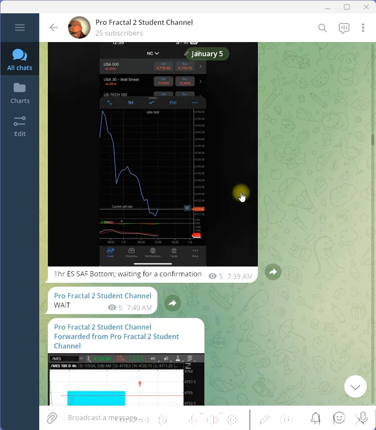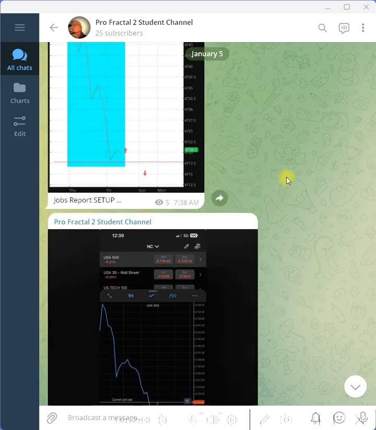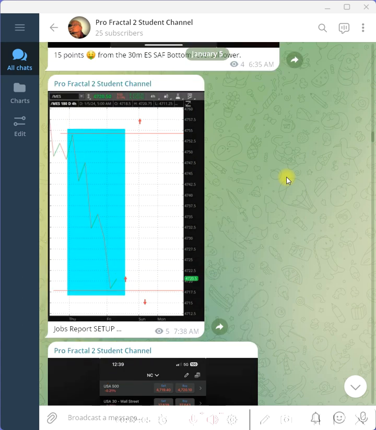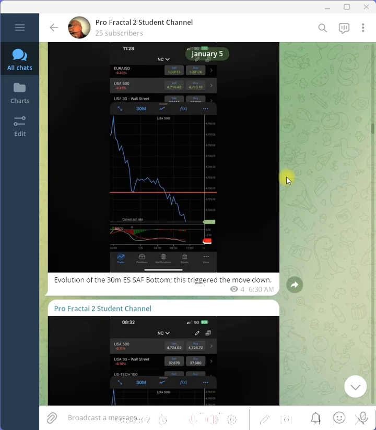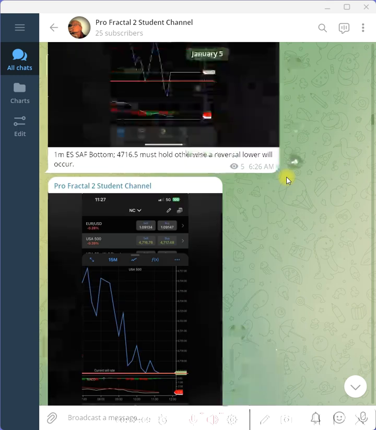So those are the opportunities for the weekend. The futures are open on Sunday. I don't find anything on the cash market here yet.